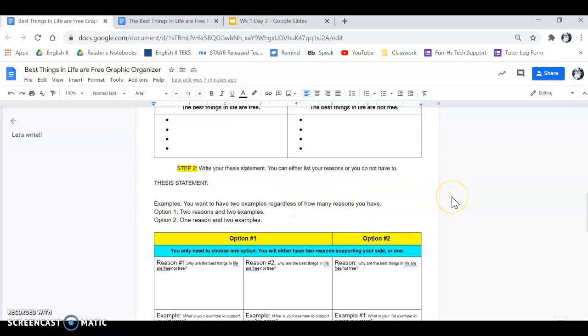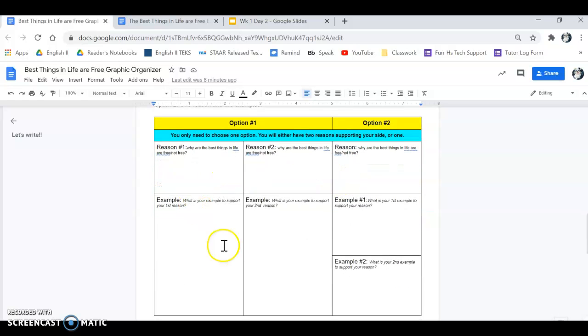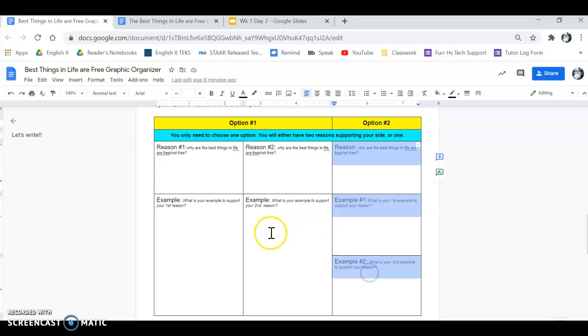Examples. You want to have 2 examples. We're on to the next step. You want to have 2 examples regardless of how many reasons you have. So even if you have 1 reason, you still need at least 2 examples. That's kind of what this chart is about. Why are the best things in life free, or not free? Then you would list your reason here. You're either going to do option 1, or you're going to do this one, so you have 2 examples here and 2 examples here.